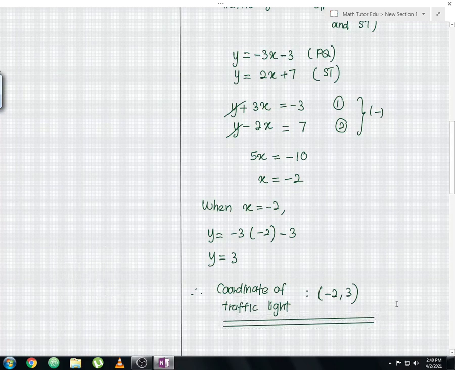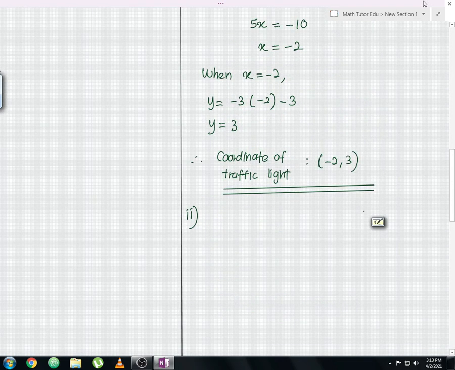Okay, so that is all for the step-by-step working and solution for question B part 1. From here, let us proceed to question B part 2. Let us continue our discussion for question B part 2. To solve this question, we are going to use the trial and error method to identify whether road PQ or road ST will pass through town C or not.